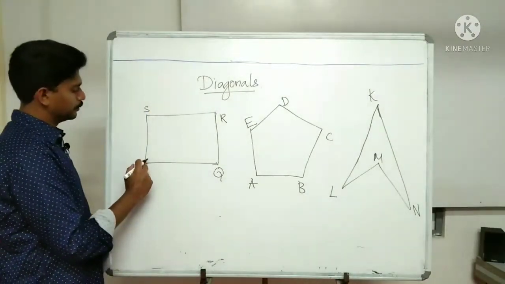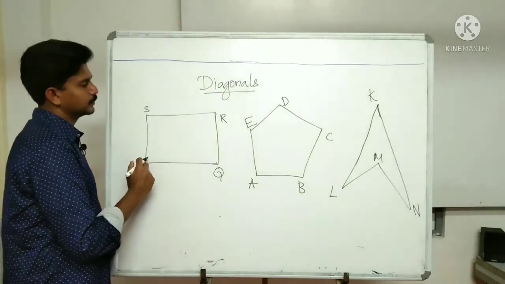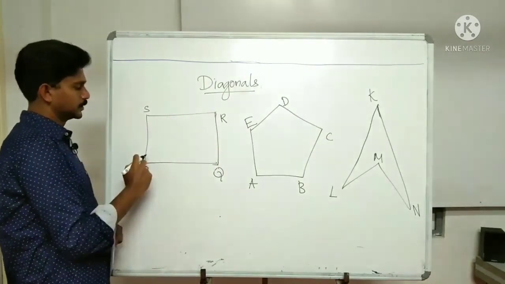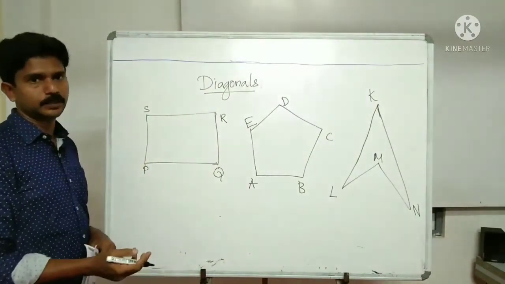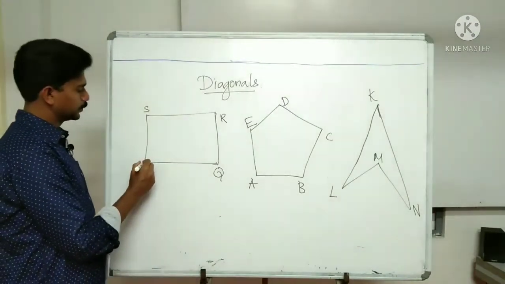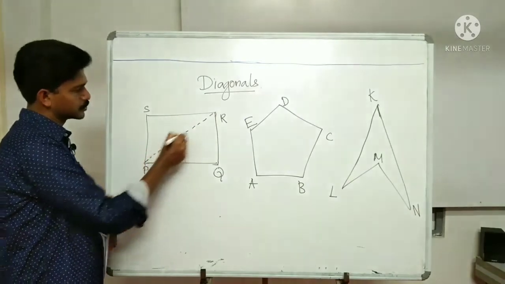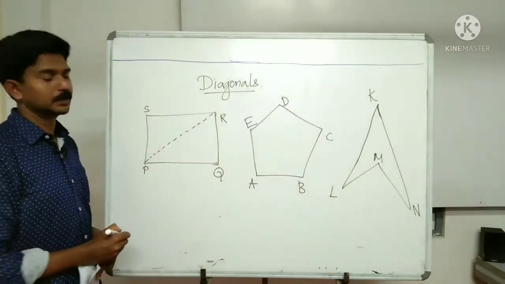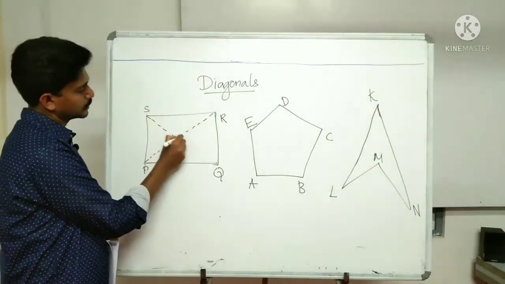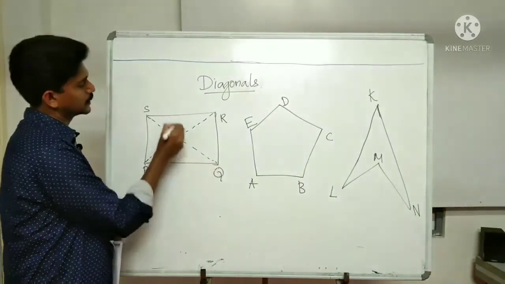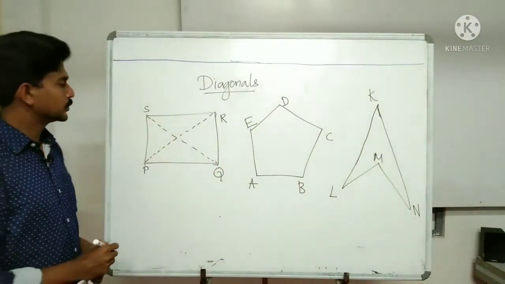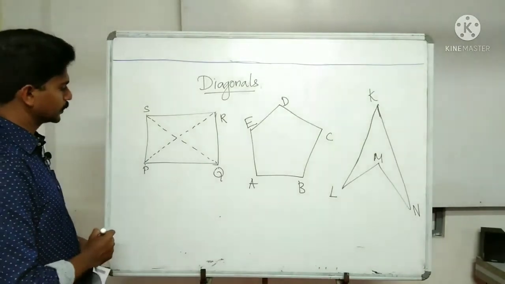Non-consecutive means alternate vertices. So we can join P and R. When you join these two vertices, this line segment is called a diagonal. So we can say this is a diagonal. So a rectangle has two diagonals, right?